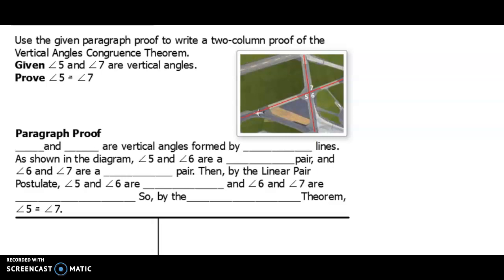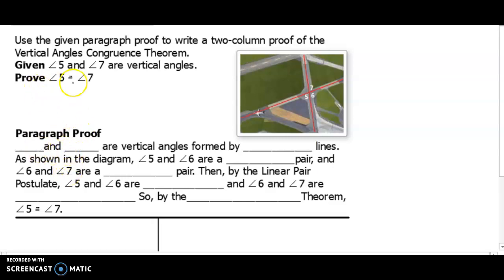Now, I know we just learned that vertical angles are congruent, so some of you may be thinking, why are we having to prove this? Well, remember, a theorem can be proven. So we're basically going through the proof that shows that vertical angles are congruent. All right, so let's do the paragraph proof first.